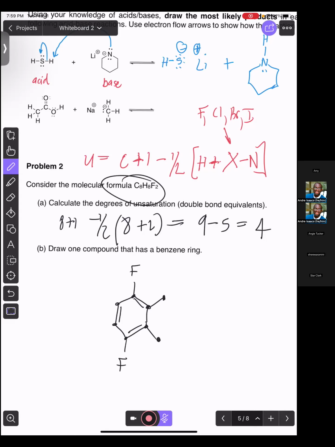And if you don't believe me that it works out, you can put the hydrogens in. This carbon needs 1 more bond. This needs 1 more bond. This needs 3 more.